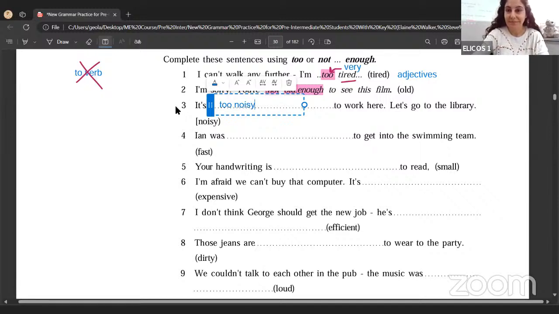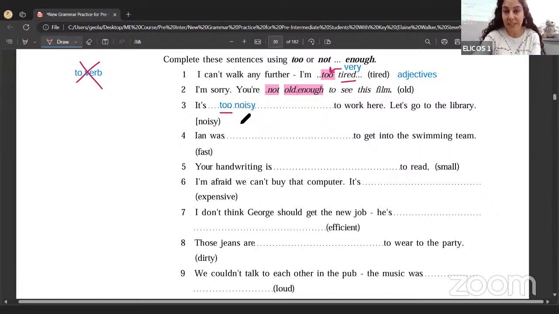Let's go to the library. Yeah, it's too noisy to work here. That means there's too much sound. It's very loud, too much noise. So it's too noisy to work here. Again, you can see that it's the same as saying it's very noisy to work here. Let's go to the library, because in the library, it's quieter.